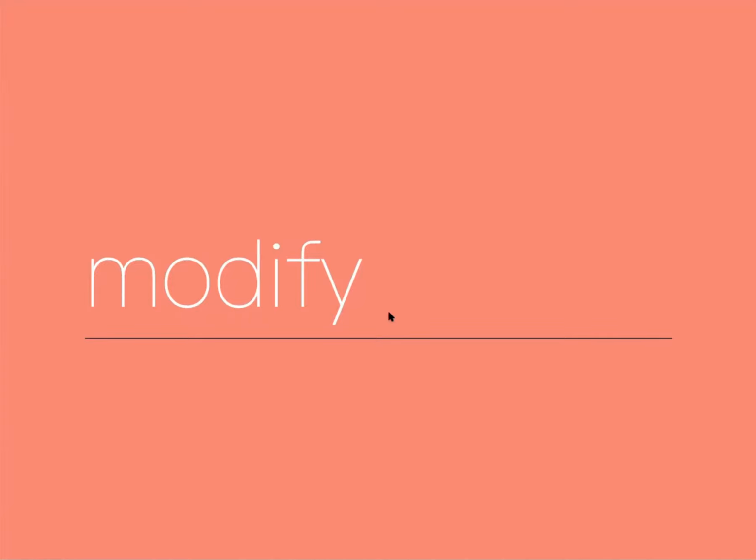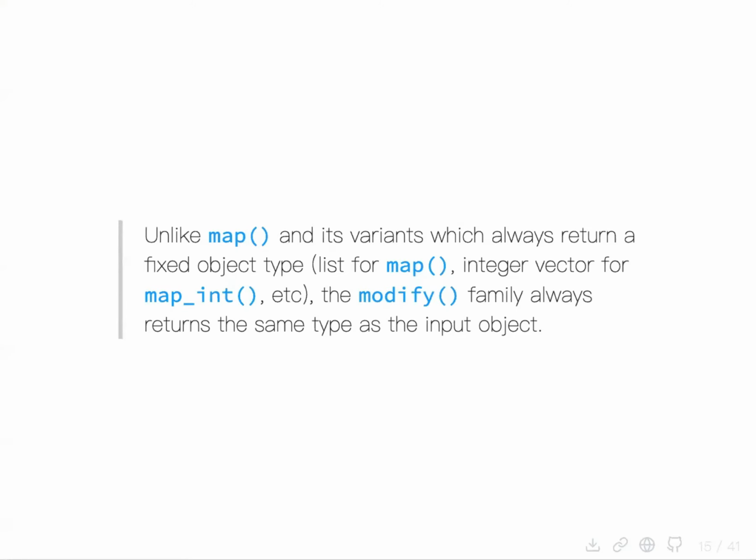Okay, so it's very, very similar to map, but just the output is a teeny bit different. Modify is also just like map, except that it's always going to return the type that it iterated through. So if you iterate through a data frame, it will return a data frame. If you iterate through an atomic vector of type double, it will return an atomic vector of type double. Okay, that's really the only difference.